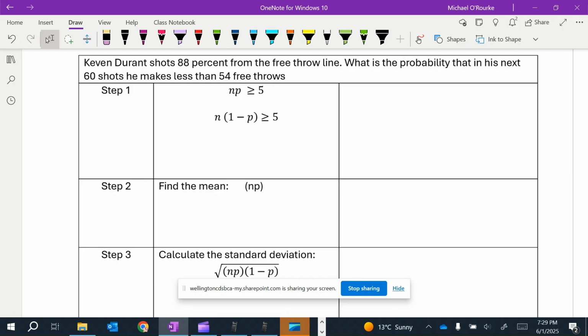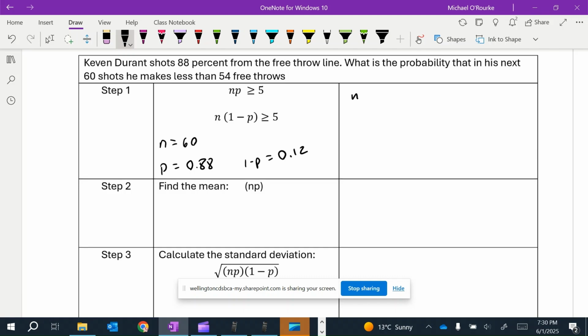So the first thing we have to do is figure out if we have a big enough sample size. The way we do that, it's n times p and n times 1 minus p, and they both have to be greater than or equal to 5. For this question, Kevin Durant shoots 88% from the free throw line. What's the probability in his next 60 shots he'll make less than 54 free throws? In this case, our n is 60. That's our sample. P is 88%, so 0.88. Our 1 minus p is 0.12.